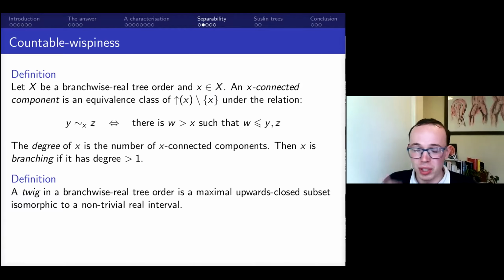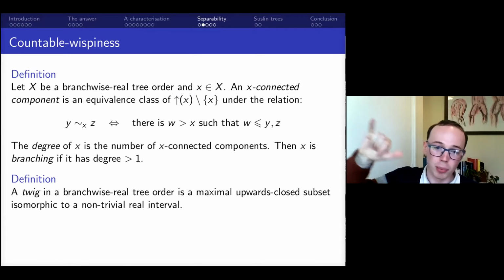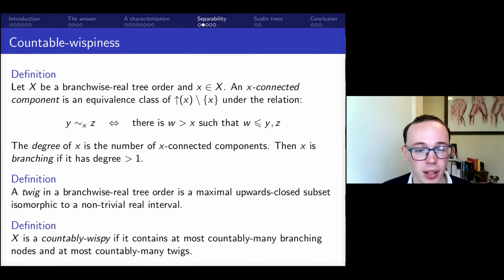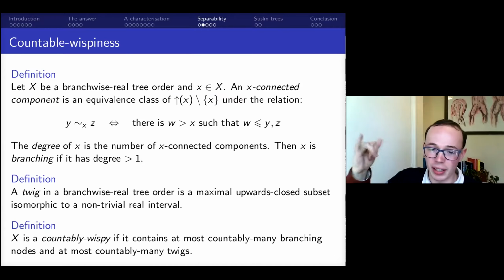And then the other auxiliary definition which I need is the notion of a twig. So a twig is just some kind of stub in a branchwise-real tree order. So it's a maximal upwards closed subset which is isomorphic to a non-trivial real interval. So it's something which just looks like a little line, has no branching points along it, and it's terminal. Okay, now with these two definitions in place, we can define countable wispiness. We say that X is countably wispy if it contains at most countably many branching points, and at most countably many twigs. So it doesn't branch very often, and it doesn't have too many stubs hanging off the end.